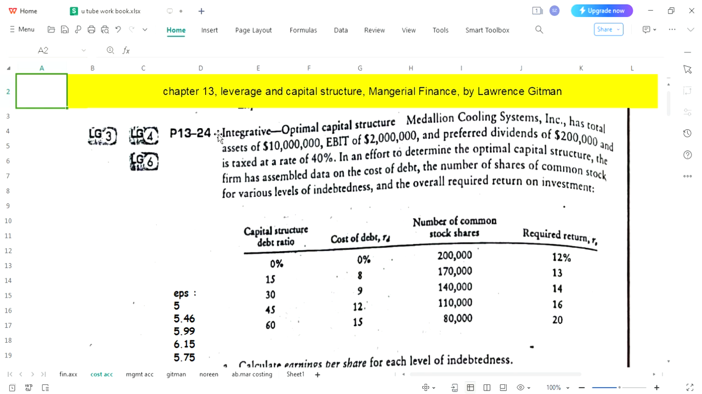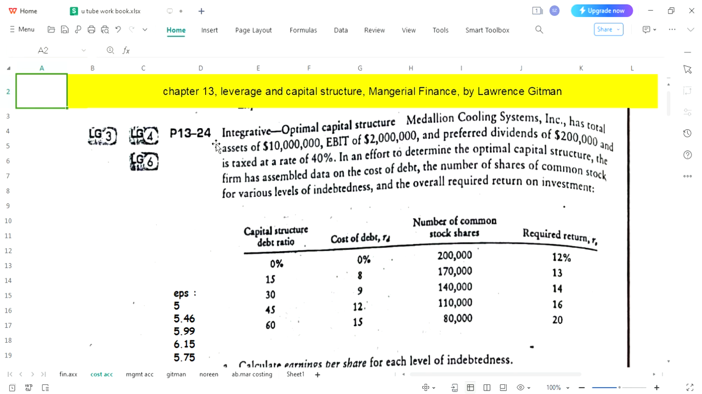Today's target is to solve question number 13.24. The chapter we are related with is leverage and capital structure, Managerial Finance by Lawrence Gitman. We have already solved several questions related to leverage.